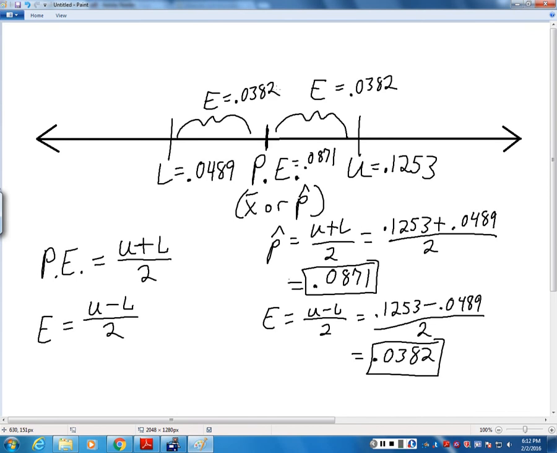So, if you're given a confidence interval, you can do a little bit of arithmetic and you can find all the pieces that go into it, the point estimate and the margin of error.